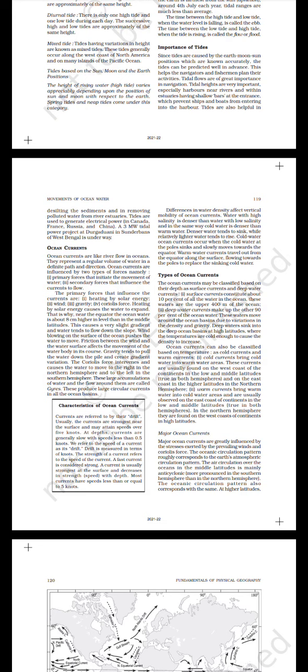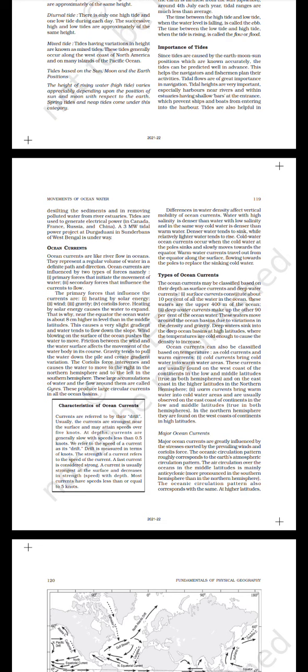We refer to the speed of a current as its drift. Drift is measured in terms of knots. The strength of a current refers to the speed of the current. A fast current is considered strong. A current is usually strongest at the surface and decreases in strength, speed, with depth. Most currents have speeds less than or equal to 5 knots.